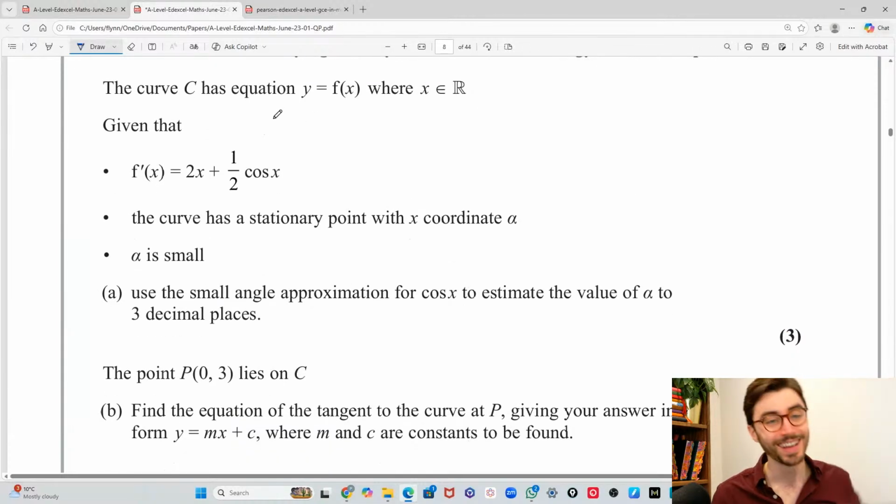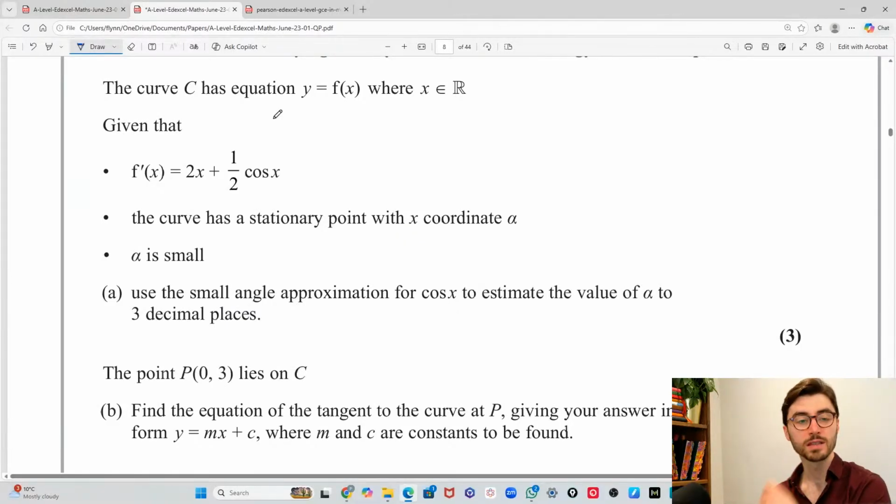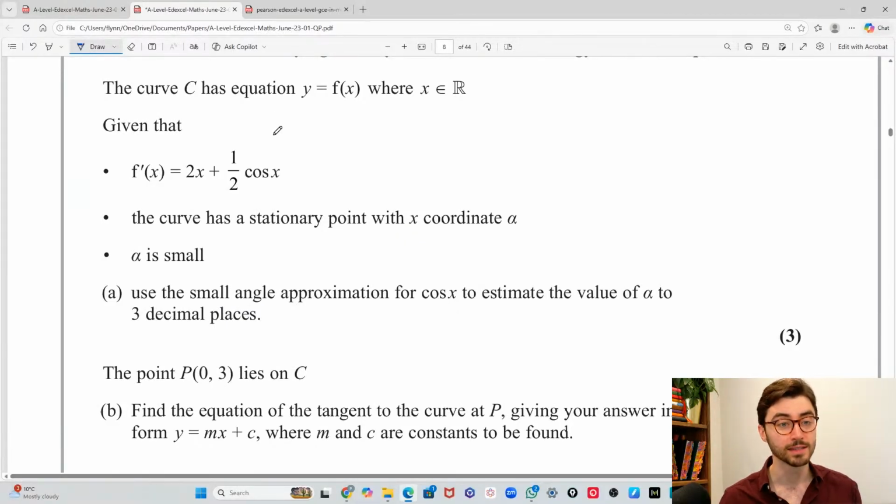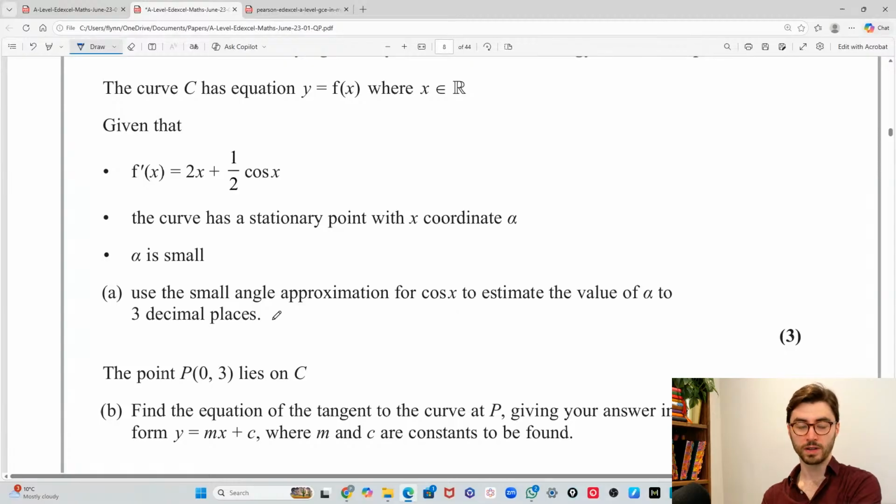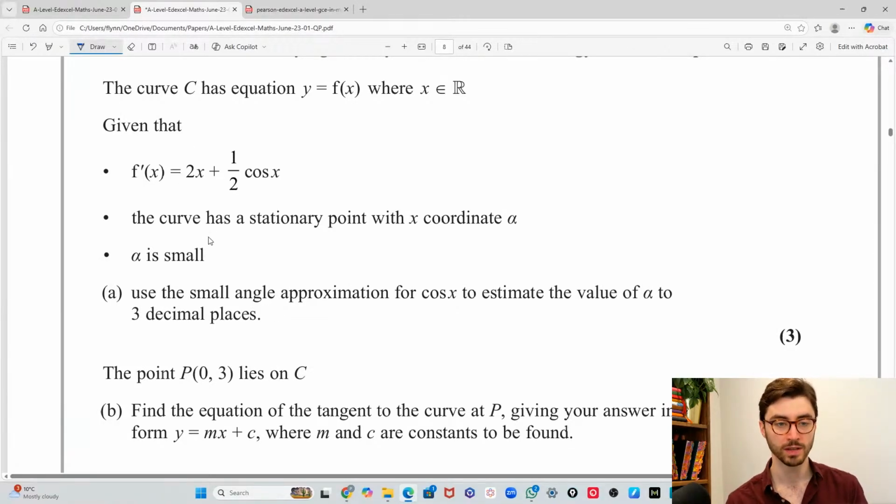So we have a curve. The curve has the equation y equals f of x. Oh, we got a whole bunch of nonsense. So use the small angle approximation for cos x to estimate the value of alpha to 3 decimal places. Okay. So we have a derivative. We know there's a stationary point with x coordinate alpha. So we know that f dash of alpha equals 0 and alpha is small.